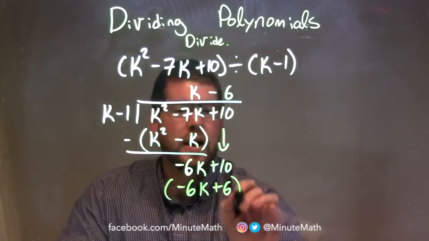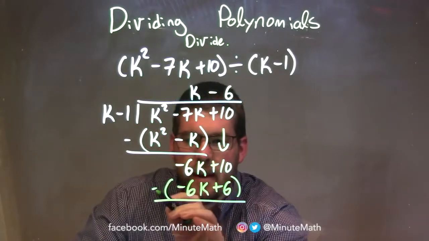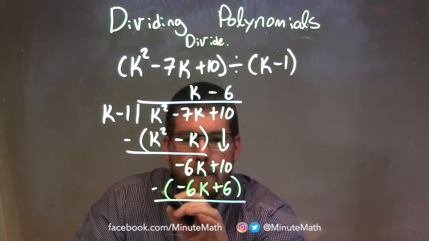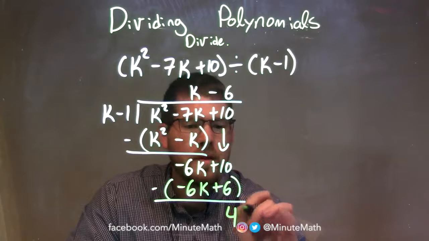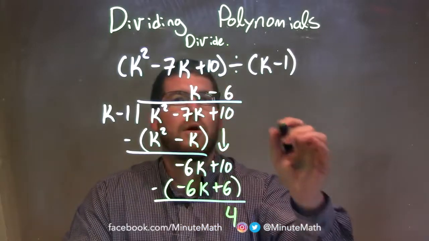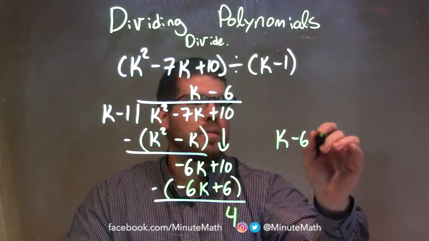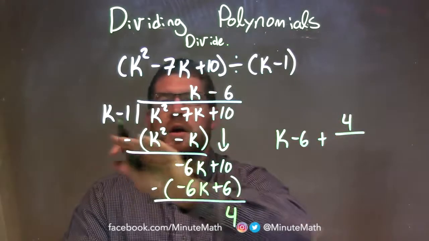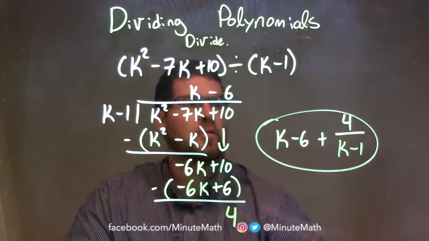And now we're going to subtract them again. Okay, so we subtract everything. Minus 6k minus a negative 6k eliminates it, right? Gets it to 0. And then 10 minus a positive 6 now is just a positive 4. That is our remainder. We have a positive 4 as our remainder here. And so our final answer, we write here, k minus 6 plus 4, our remainder, over our divisor, which was k minus 1. And that is our final answer.